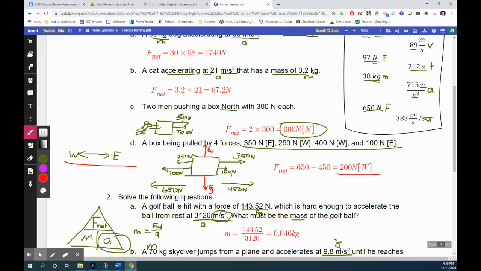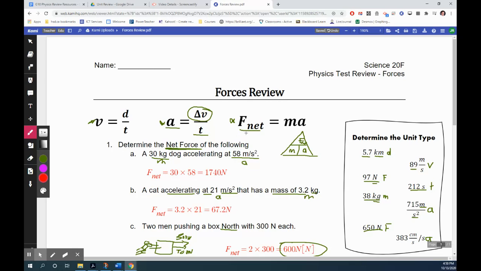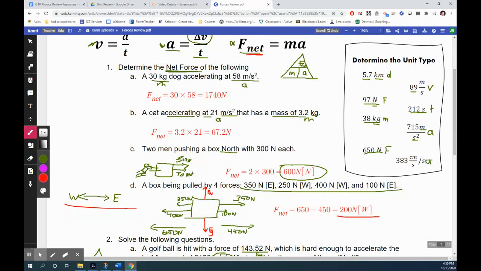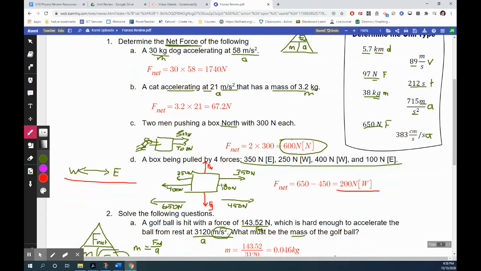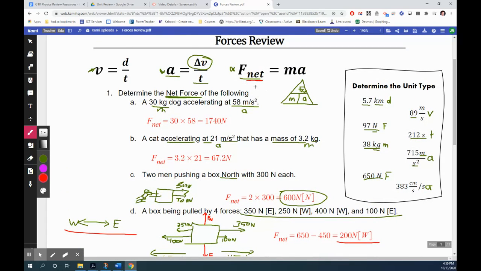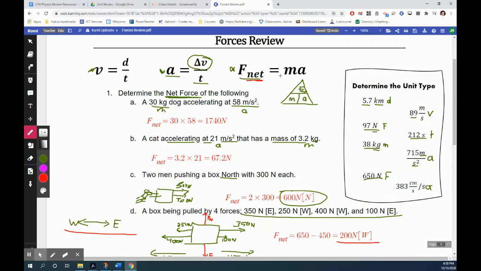So we went over that. We talked about how our formula is always F net, which means if there are multiple forces, they will add together if they're in the same direction or cancel out if they're in opposite directions. We always have to find the net force before we say we're done. And the other way you can find the net force is with the formula F net equals ma.